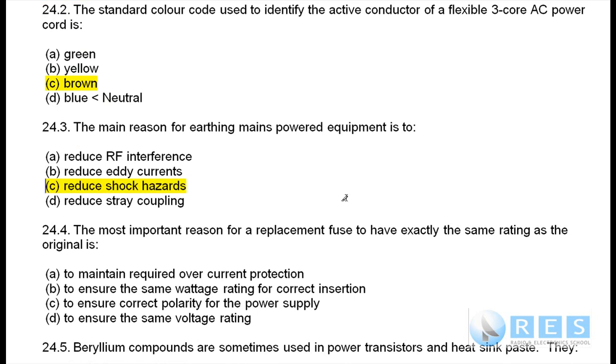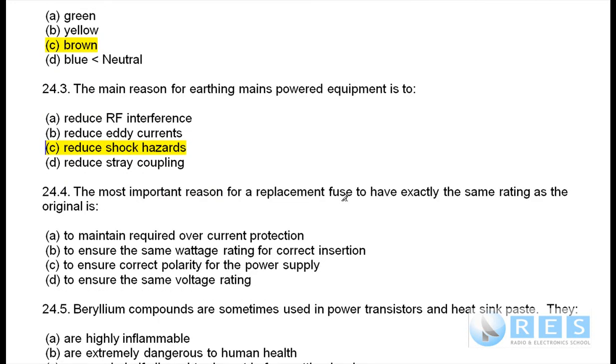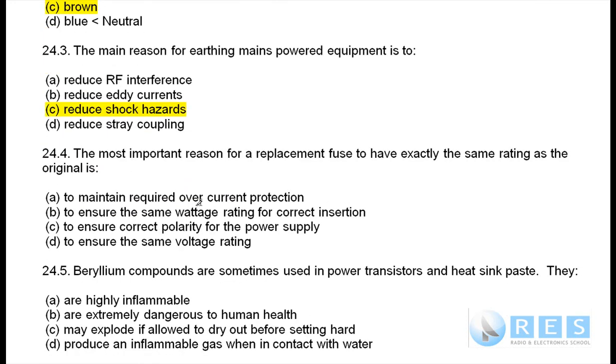24.4, the most important reason for a replacement fuse to have exactly the same rating as the original is so that you maintain the required overcurrent protection. Fuses work on current, not voltage. It's the current running through the fuse that melts the fuse at a certain current and opens the circuit for safety reasons, stops the transceiver or whatever it is from catching on fire.